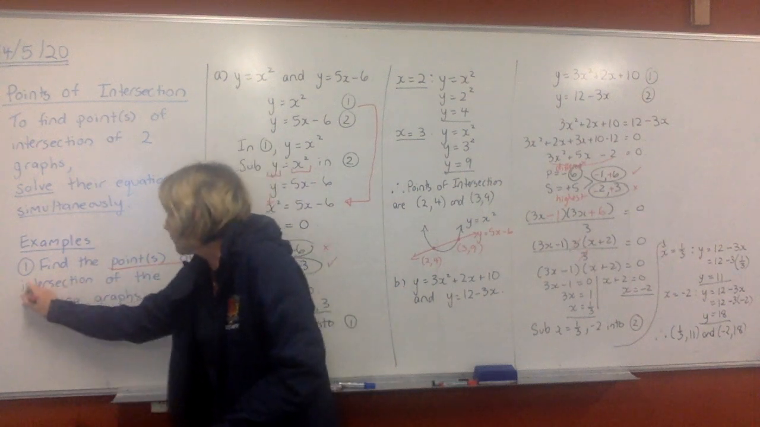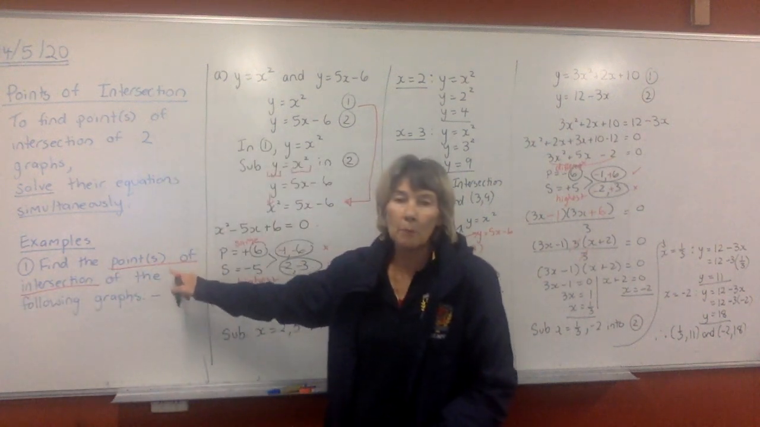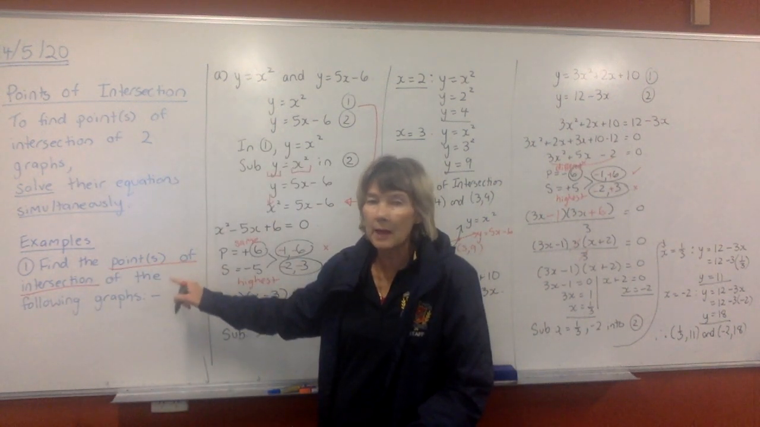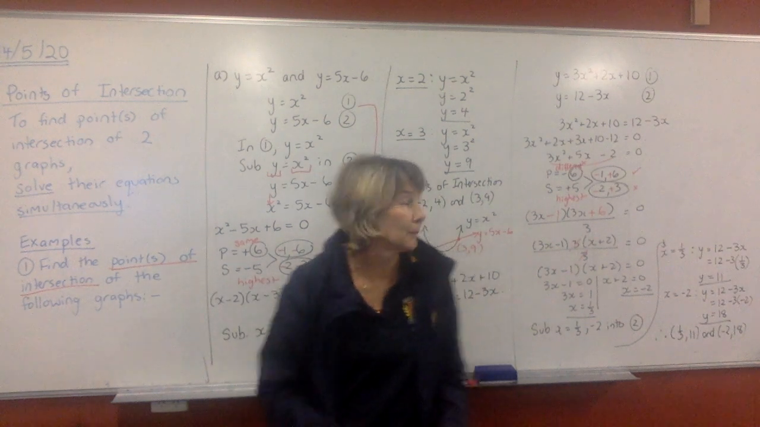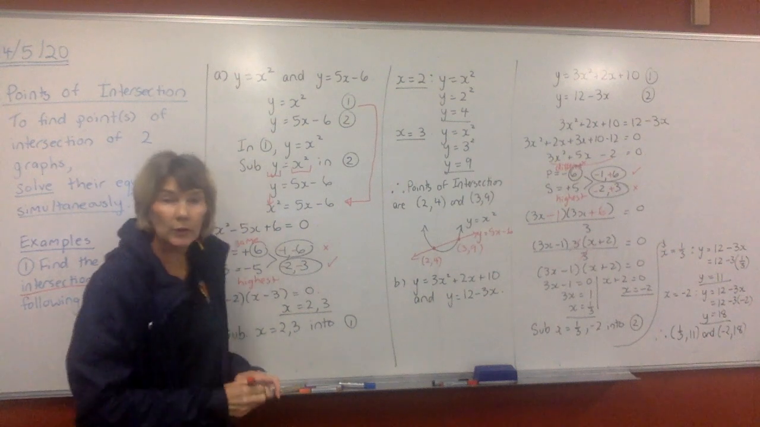It says find the points of intersection. They've got point with a bracket and an S after it because there might only be one point of intersection, but there may be more. Okay, so we're going to look at the first one.